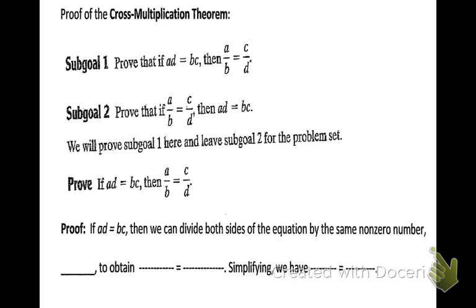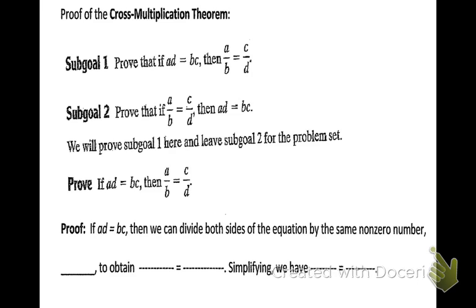Proof of the cross multiplication theorem. Sub-goal 1: Prove that if AD equals BC, then A over B equals C over D. Sub-goal 2: Prove that if A over B equals C over D, then AD equals BC. We'll prove sub-goal 1 here and leave sub-goal 2 for the problem set.